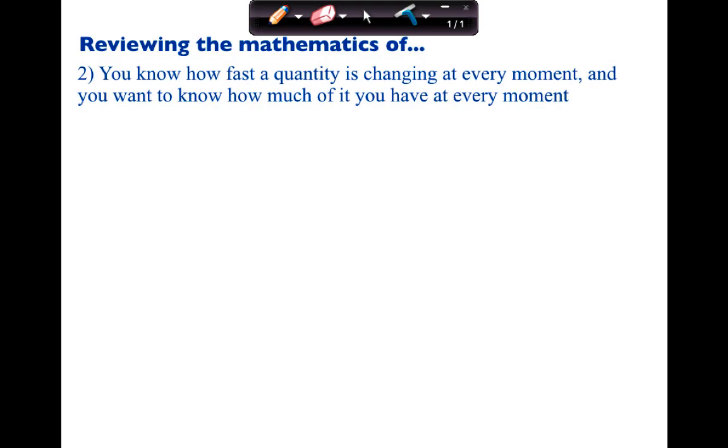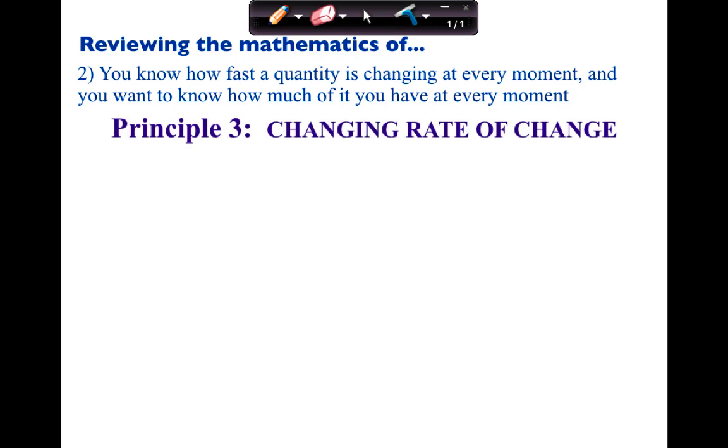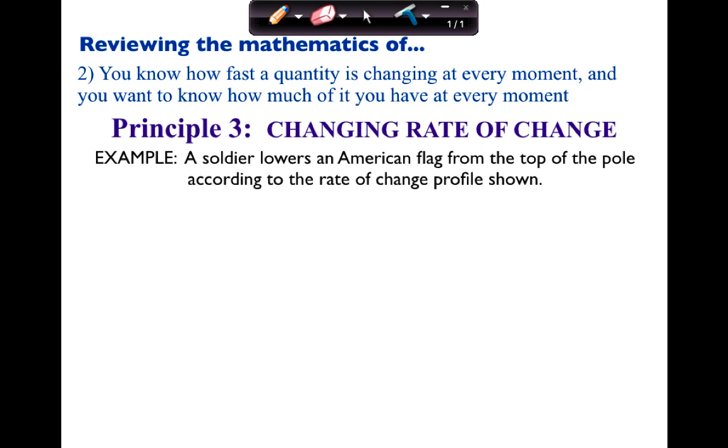Okay, so we're doing kind of like a crash course from Calc 1. We're going to do this first week. You know how fast the quantity is changing every moment. You want to know how much of it you have at every moment. Principle 0 was variables vary, right? Variables vary. Principle 1 was constant rate of change, which we understand by dy equals m dx, okay? So principle 3 is changing rate of change.